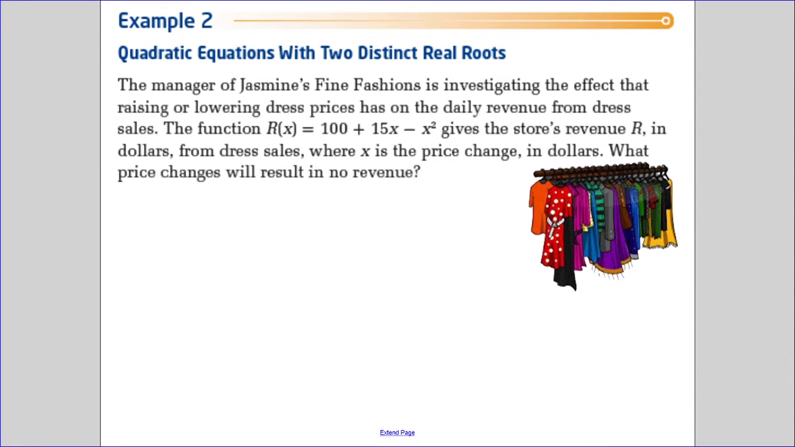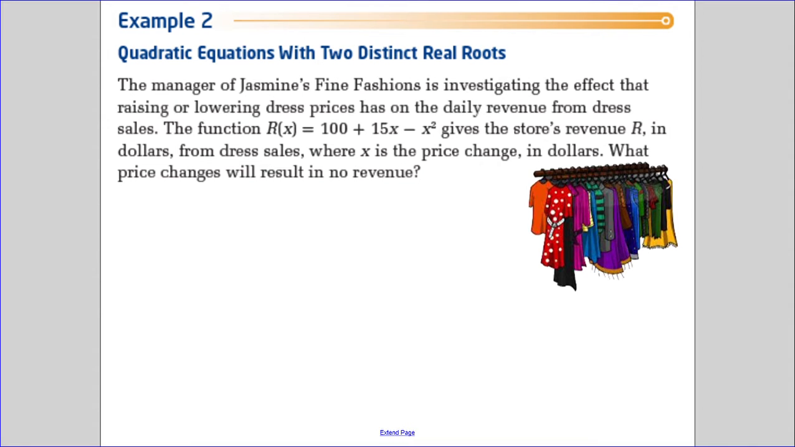All right, so in the next one, the manager of Jasmine's Fine Fashions is investigating the effect of raising or lowering dress prices has on the daily revenue from dress sales. And so we've got the function r of x is equal to 100 plus 15x minus x squared. And it gives the store's revenue r in dollars from dress sales, where x is the price change in dollars. So what price changes will result in no revenue?